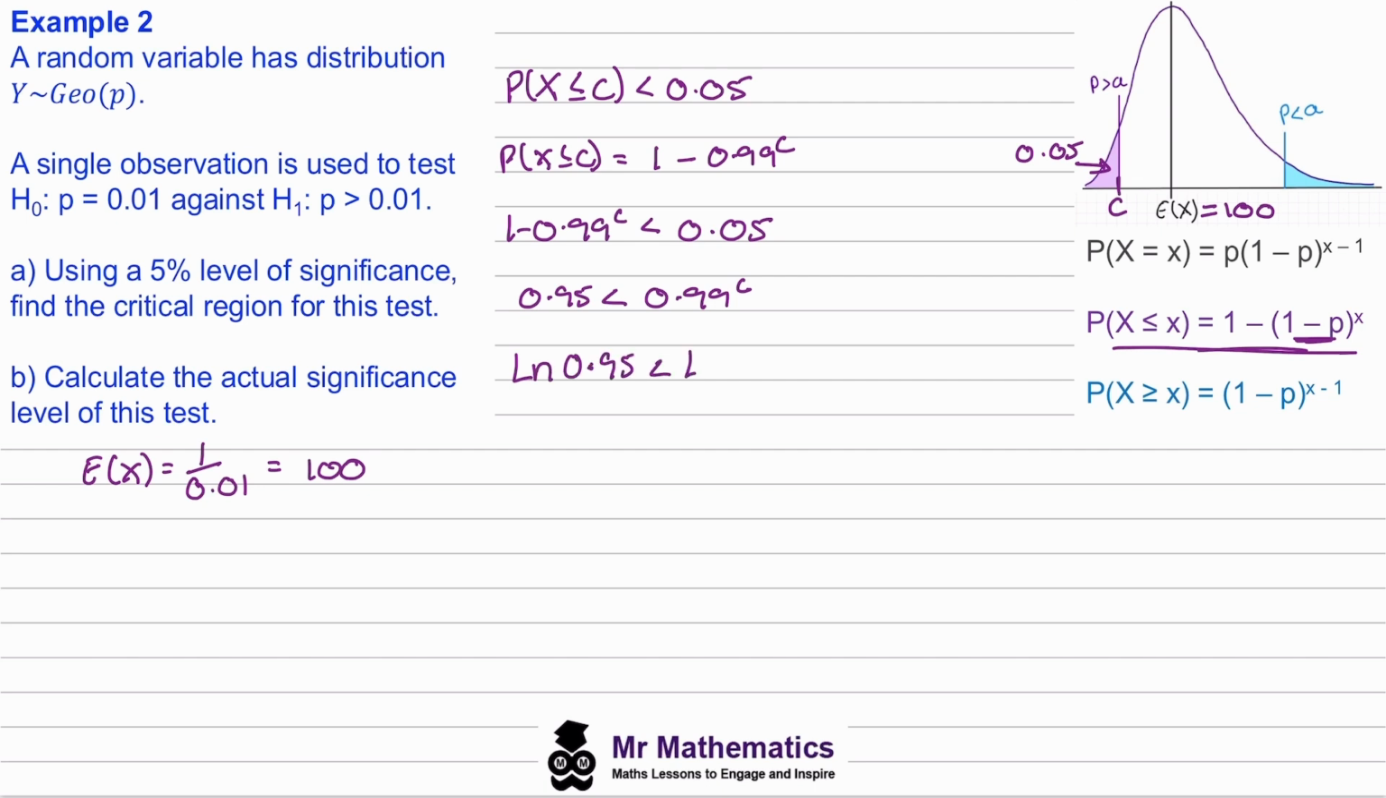And this must be less than the natural log of 0.99 to the power of c. And using the power rule, we'll bring this down. So this must be less than c times the natural log of 0.99. So to work out c, we'll divide both sides by this, but because we're finding the natural log of a decimal, this will be negative, which means we need to change this sign. So the natural log of 0.95 divided by the natural log of 0.99 must be greater than c.